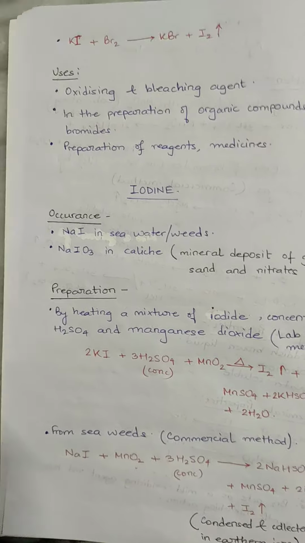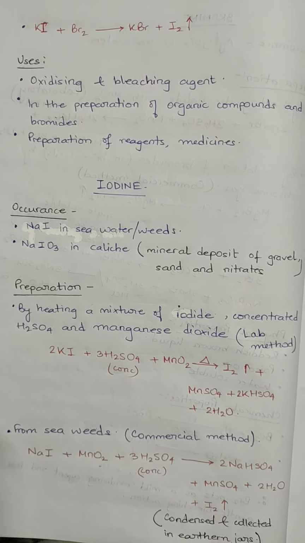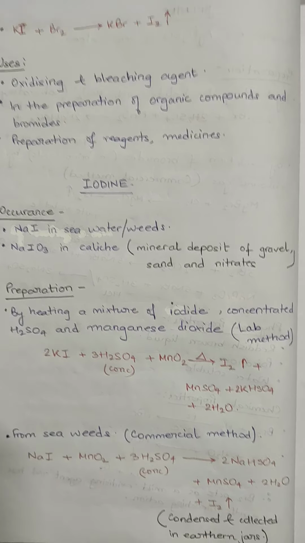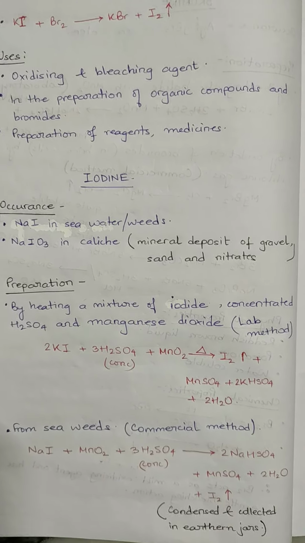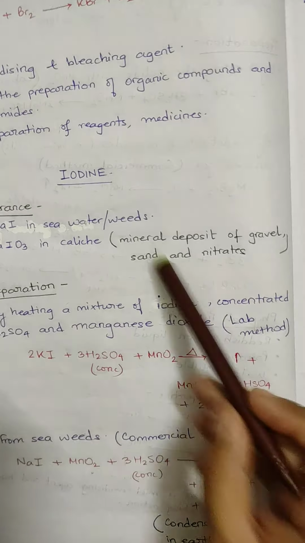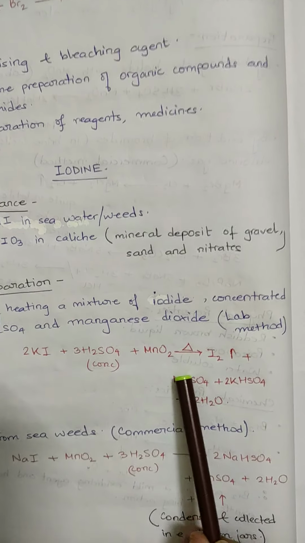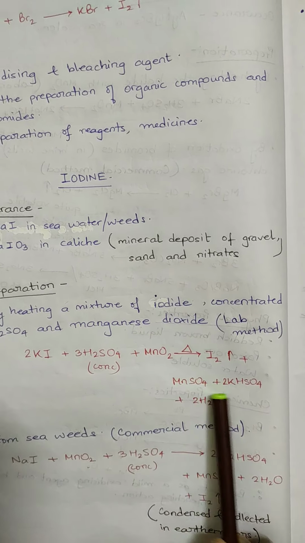This is called caliche. Okay. Now preparation. First method is the lab method, in which we see that a mixture of iodide along with concentrated sulfuric acid and manganese dioxide, if heated, it liberates iodine along with manganese sulfate, potassium bisulfate and water. The reactants are similar to that of what we have seen in case of bromide.